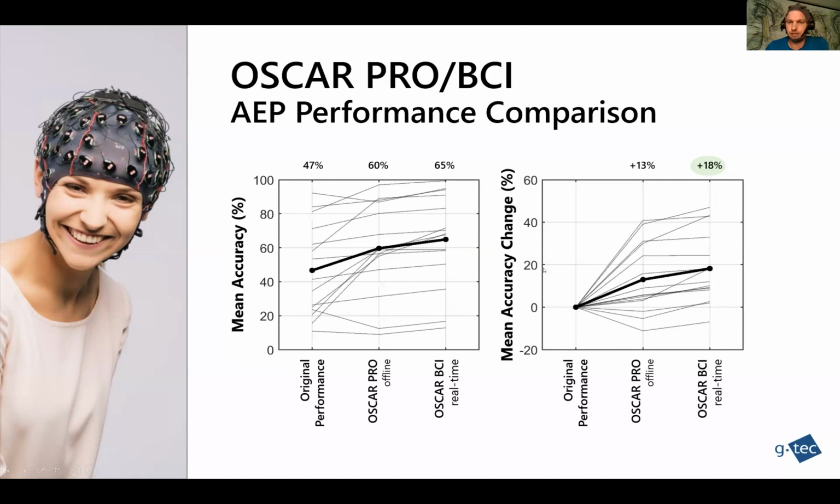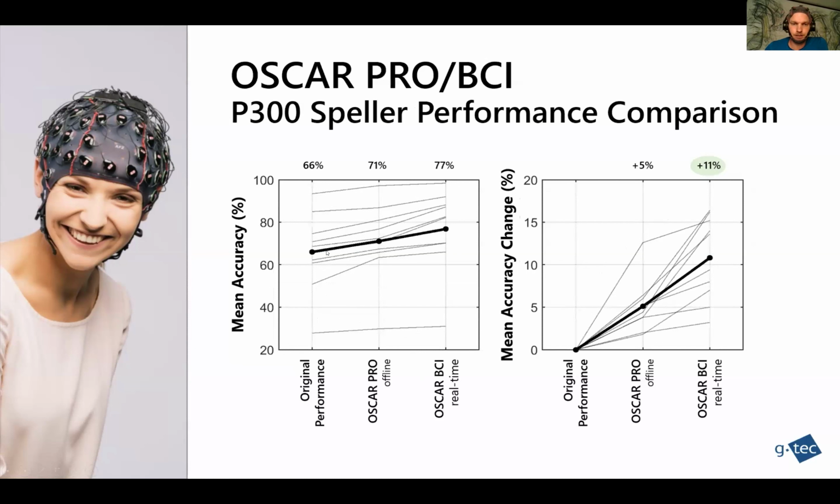Only looking at the change here on the right side, we start at 0. Then applying OSCAR Pro, we improve by 13 percentage points, and then we further increase that to 18%, all in real time. Now looking at the Speller, same structure of presentation. We have the initial performance at 66%. It increases to 71 when we're using OSCAR Pro, and it further increases to 77% when we're using OSCAR BCI. So that's a plus of 11%.